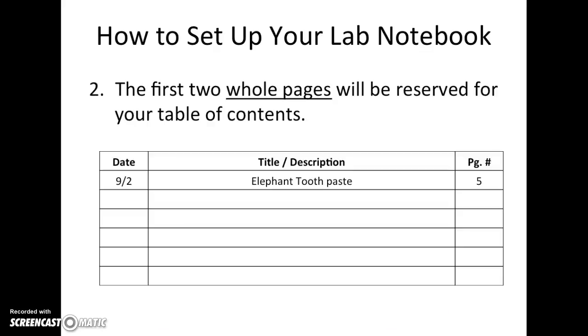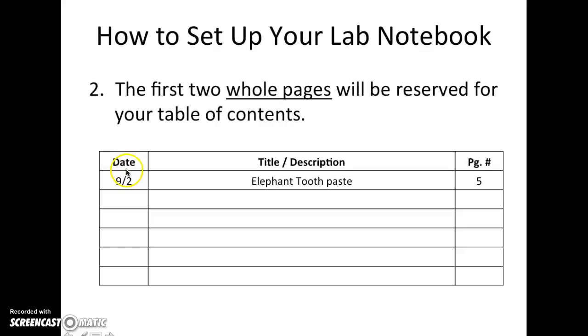The next step is to create a table of contents, and that will be done on the first two whole pages. So when I say whole pages, meaning it's the first two pages of your notebook, and that's not including front and back. So to set up your table of contents, you want to divide your page into three columns, with the middle column being the largest and the ones on the sides being the smallest.